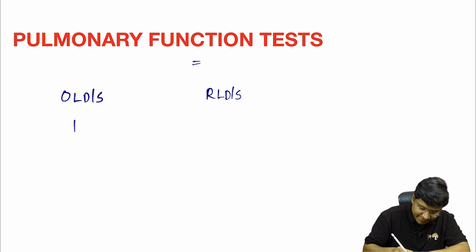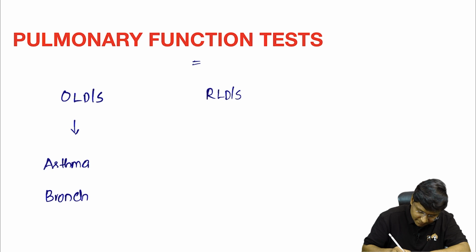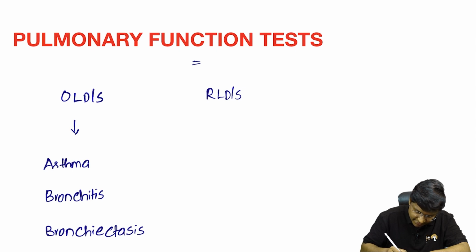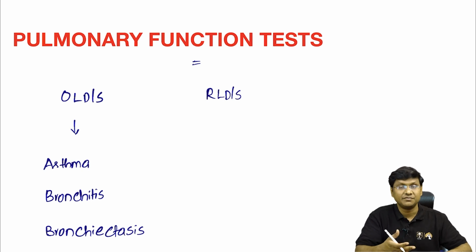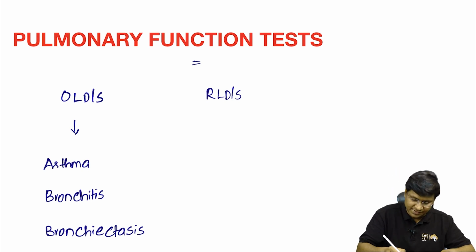Now what are the examples of the obstructive lung diseases? That includes asthma, then we have bronchitis. The next important clinical condition is bronchiectasis, right? And the next conditions are cystic fibrosis and COPD. So these are the obstructive lung diseases.